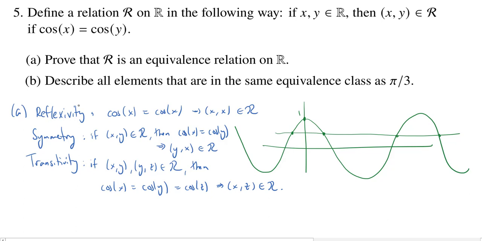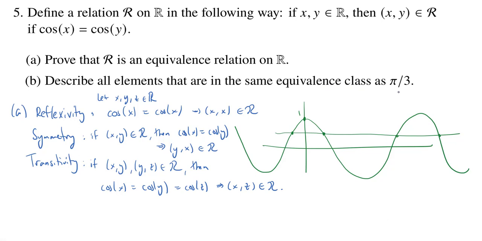If you were writing this up carefully, you'd want to say things at the beginning, for example, let x, y, and z be elements of the set of real numbers. But in any case, we've now shown that this relation is reflexive, symmetric, and transitive, and therefore is an equivalence relation. The next problem, part B, is to describe all the elements that are in the same equivalence class as pi over 3. Why pi over 3? Why not pi over 3?